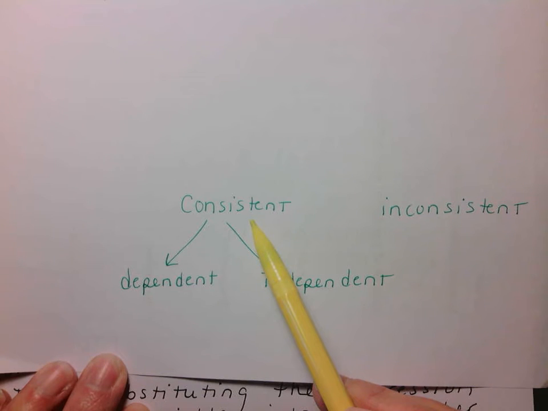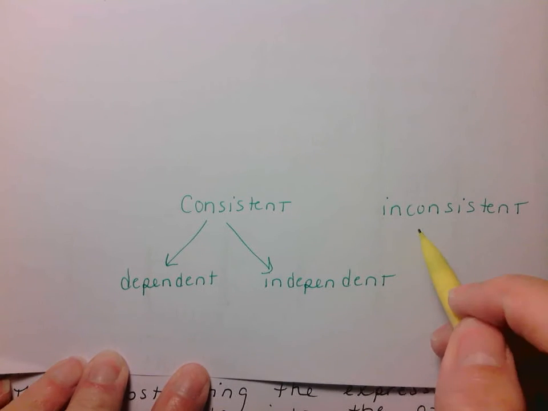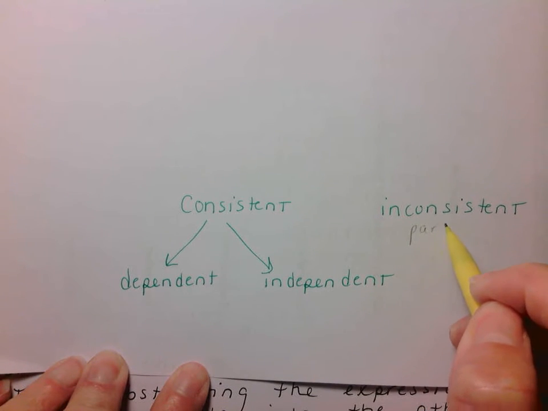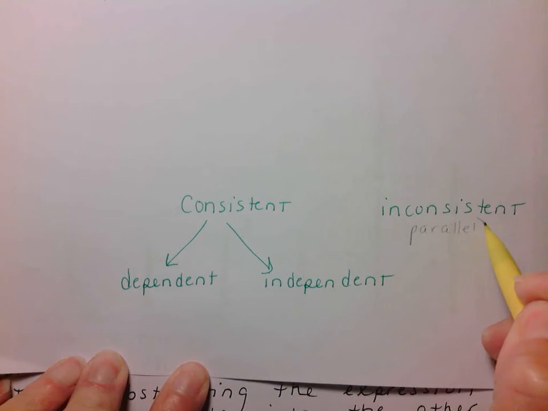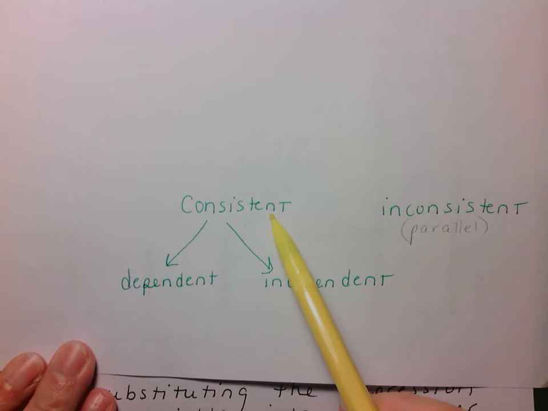There's at least one point of intersection. An inconsistent system has no point of intersection. There's no xy coordinate that will make both equations true. They will never intersect. In other words, they're parallel. So parallel lines will be inconsistent. Parallel lines are inconsistent, there's no solution. But if a system has at least one point of intersection, it's going to be consistent.